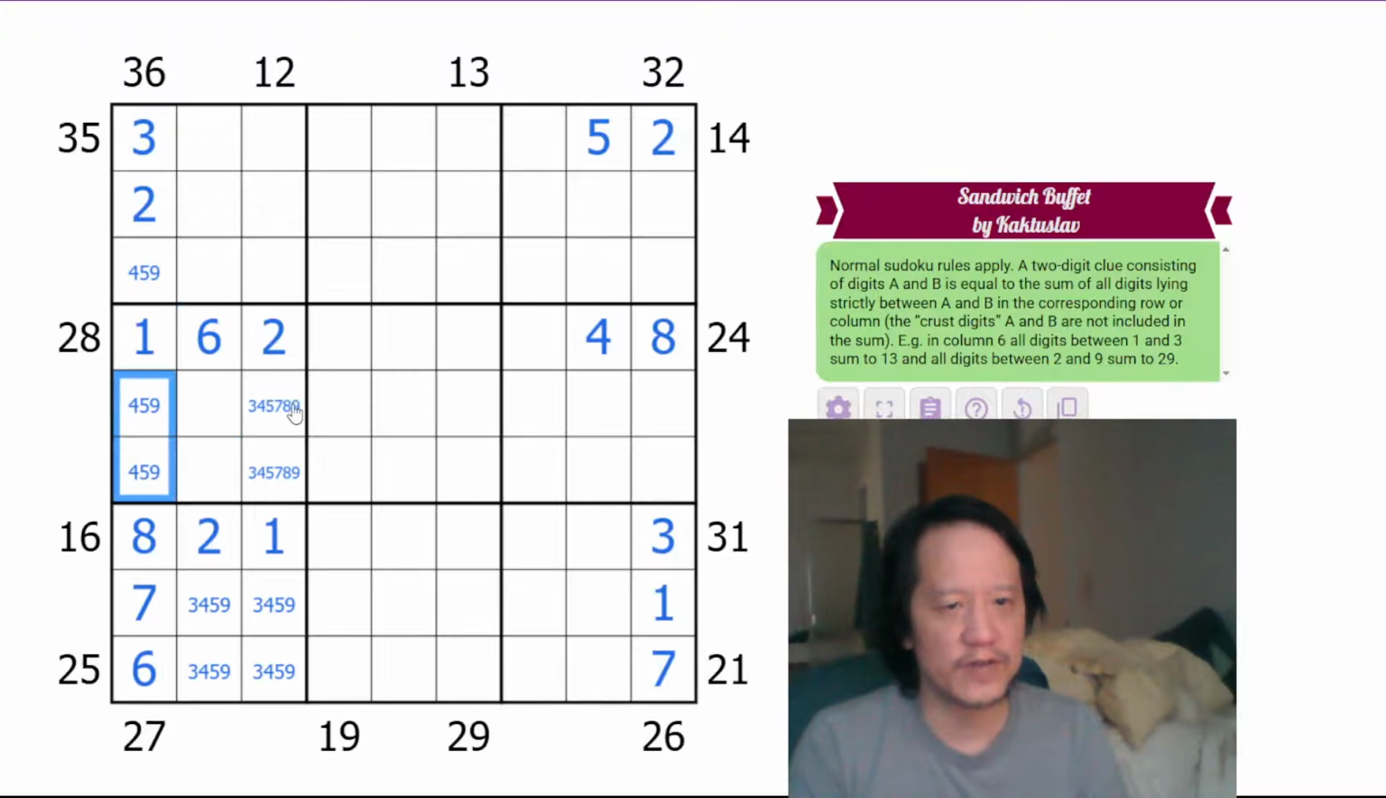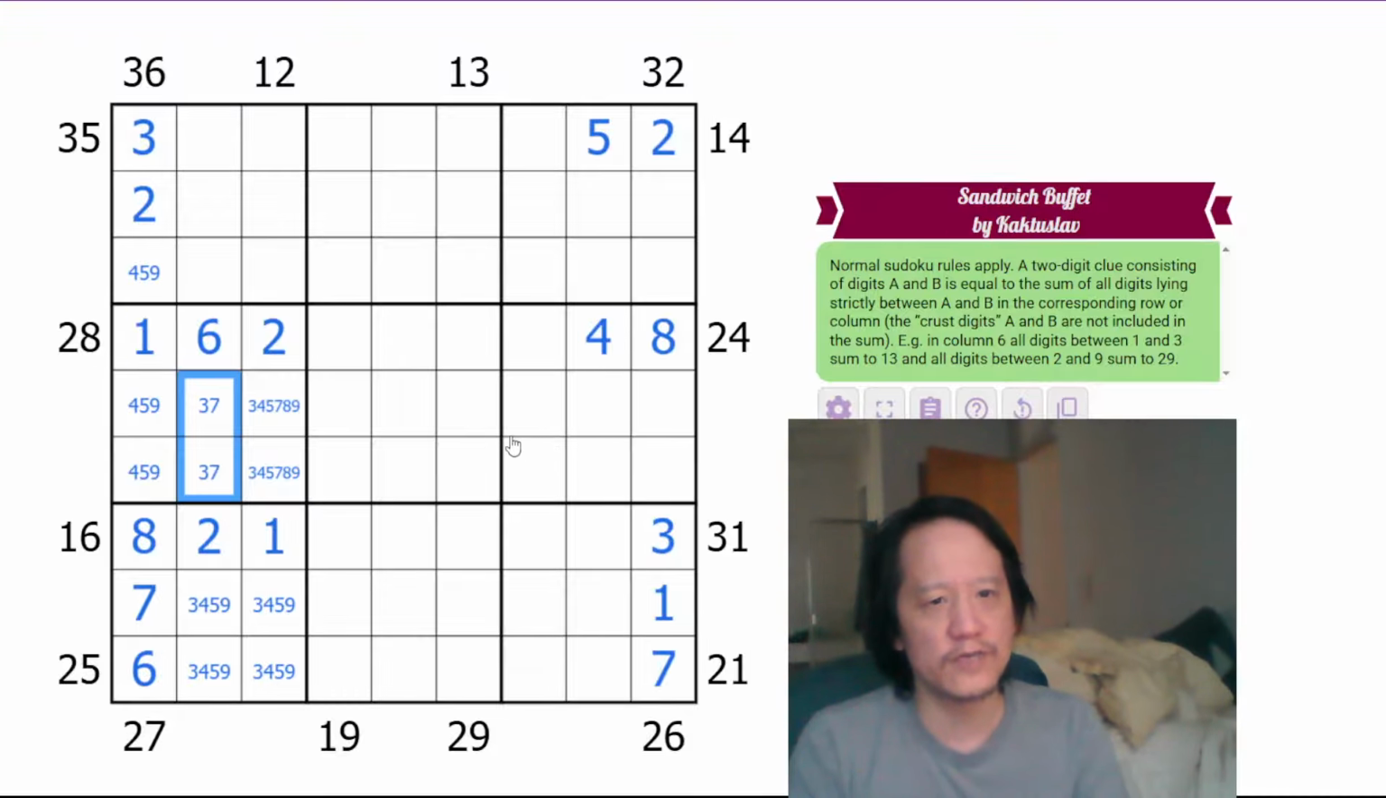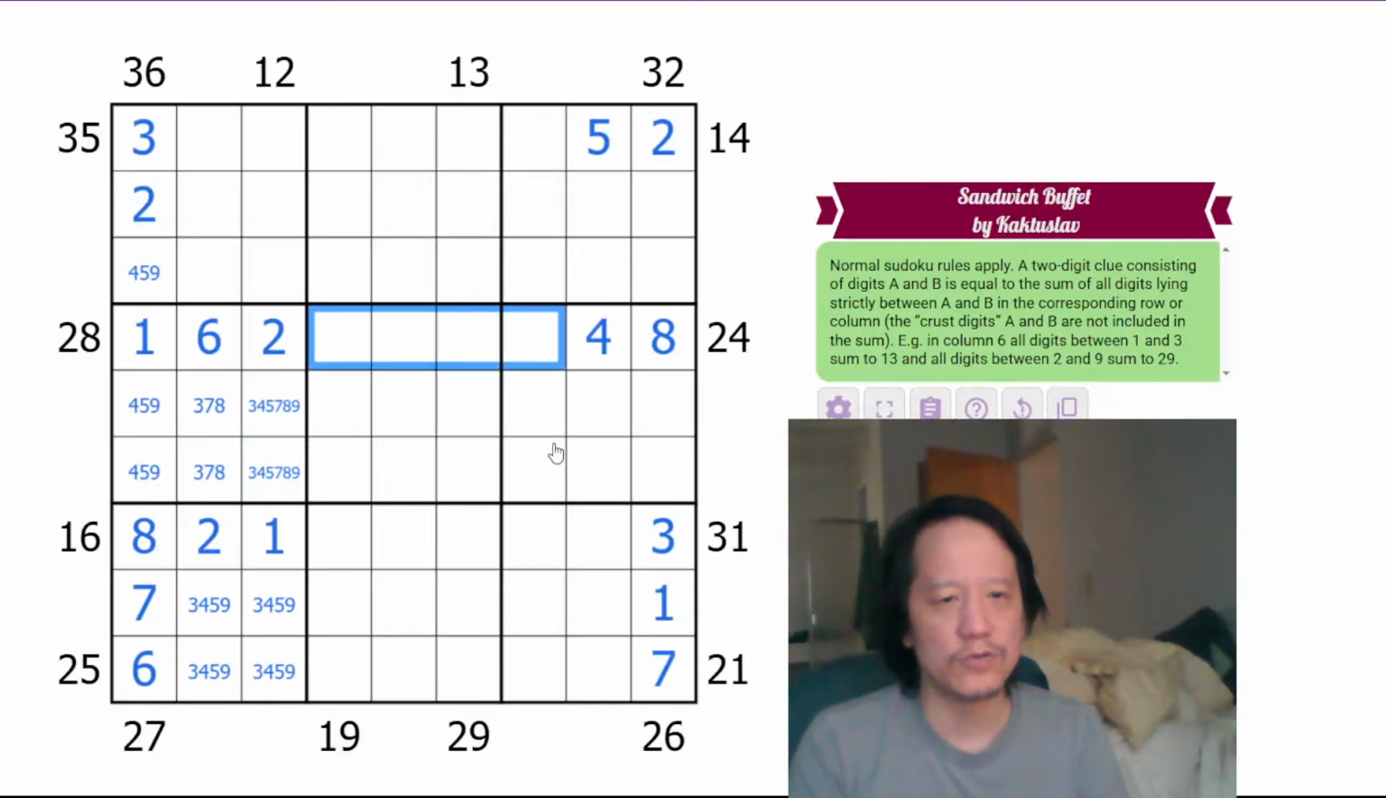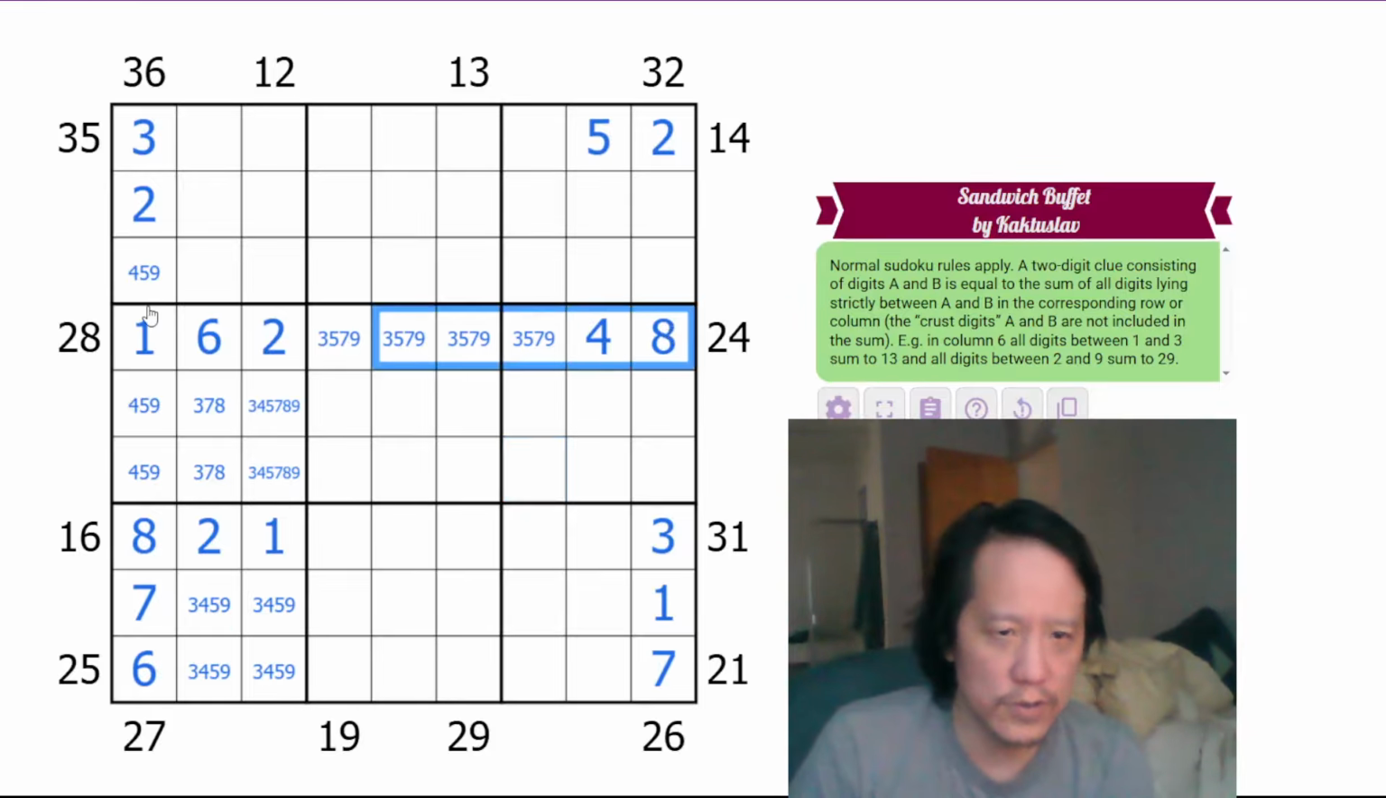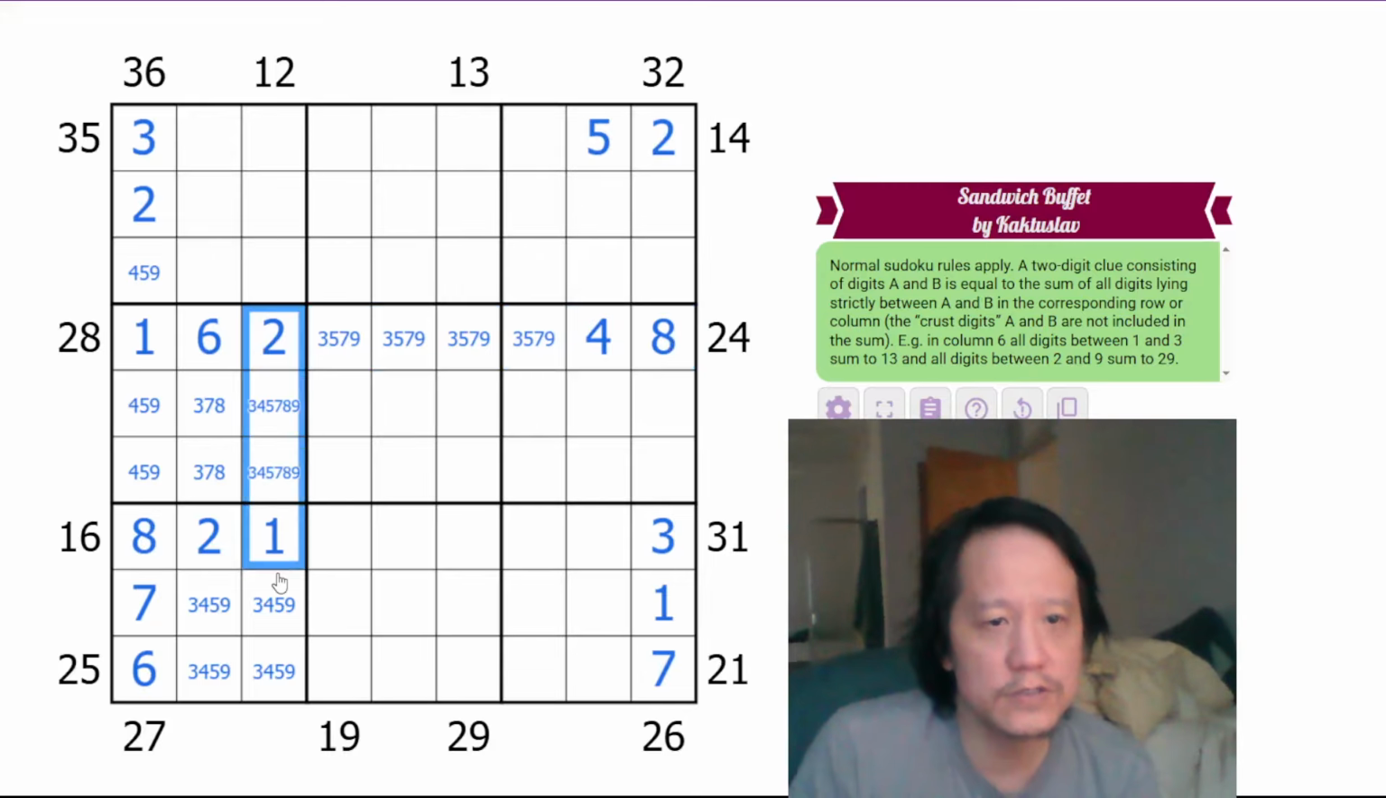One of these is 4, 5, and 9. Therefore, this cannot be 4, 5, and 9. It's 3, 7, or 8 here. Remaining digits in row 4 are 3, 5, 7, 9. Okay. 8 and 4. 1 and 2.